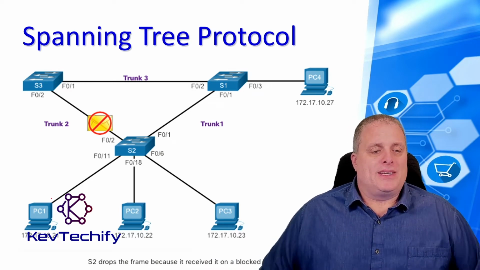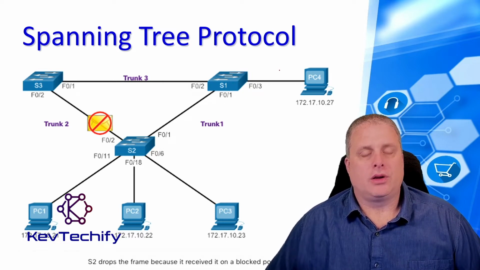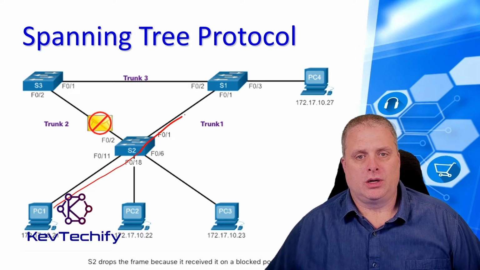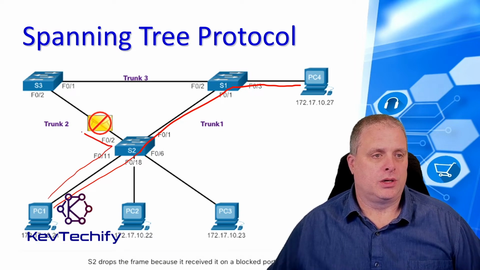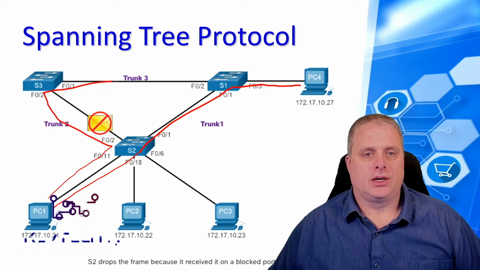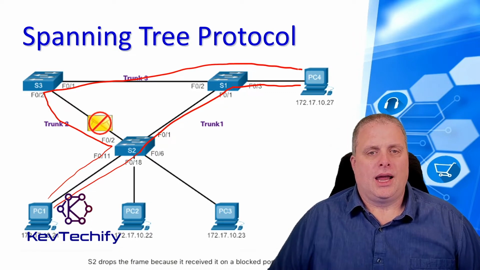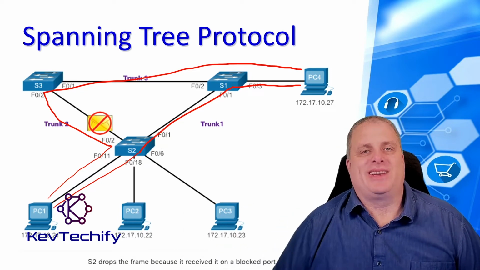In order for PC1 here to get to PC4, there are 2 paths in this network. First path right here, PC1 up to switch 2, to switch 1, to switch 4. That's one possible path. The second path is up to switch 2, to switch 3, to switch 1, and then to PC4. One path is quicker, but both paths will get you to your destination.